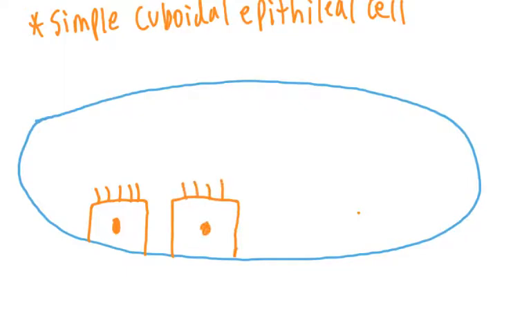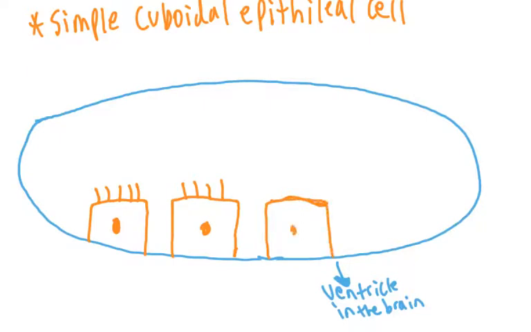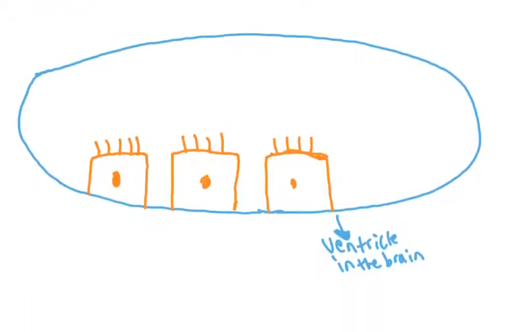Let's say this is one of the ventricles of the brain, like a zoomed-in version of a ventricle in the brain. We're going to see that we have simple cuboidal epithelial cells lining the ventricle of the brain. We have a couple of jobs for the ependymal cells of the brain. So we have the ventricle here, and some simple cuboidal epithelial cells lining it.